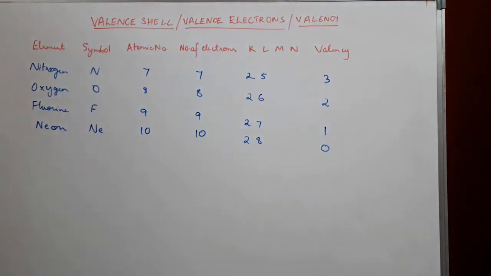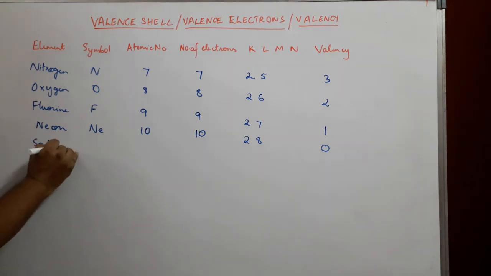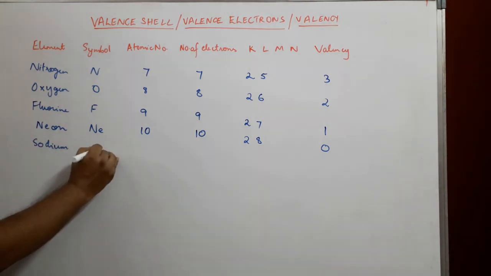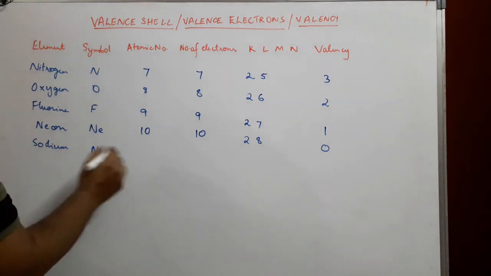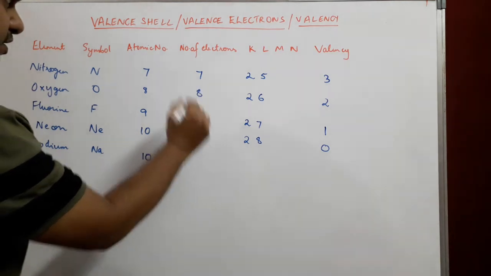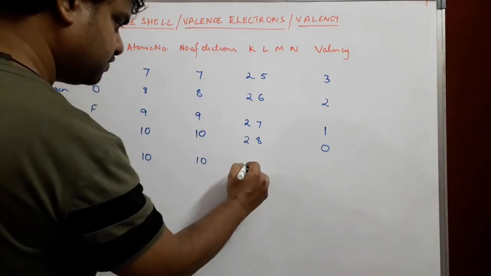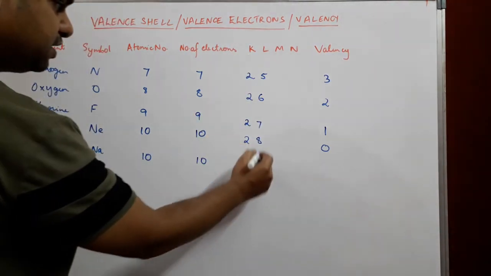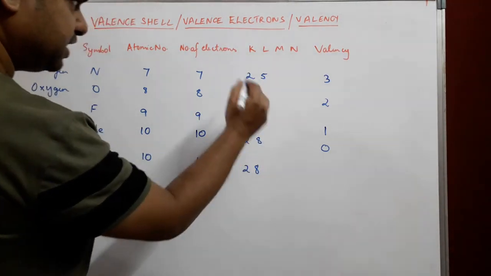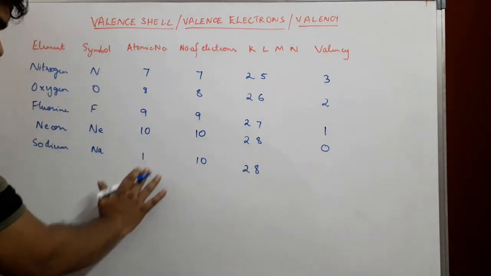After neon at number 11 comes sodium. So you have sodium at number 11. The symbol is Na and not S. S stands for sulfur. So atomic number is 10, number of electrons is 10, and you have 2 electrons filling up the K shell, followed by 8 electrons in the L shell. That makes it 10. So that means, this would be 11.